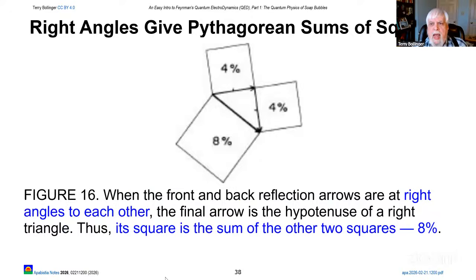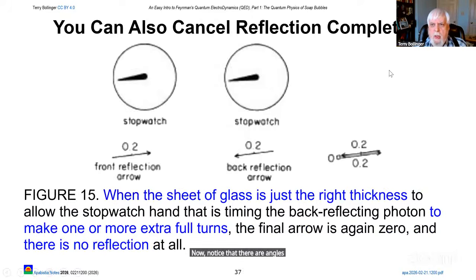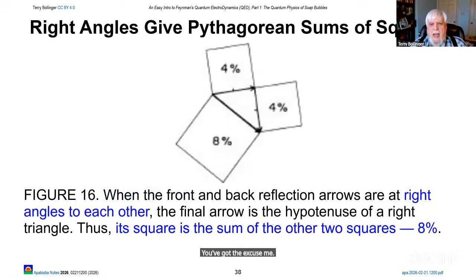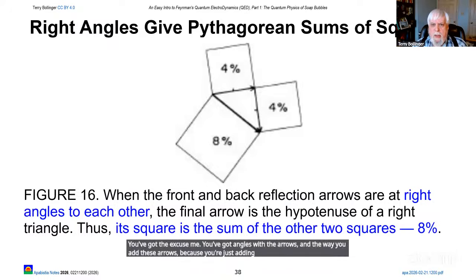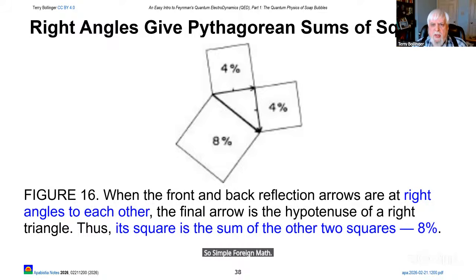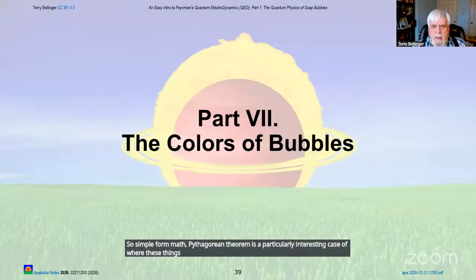Now notice that there are angles involved with all of this. You've got angles with the arrows, and the way you add these arrows, just adding them end to end, you wind up with things like the Pythagorean theorem and how these things add together. So simple math, the Pythagorean theorem, is a particularly interesting case of where these things add together.